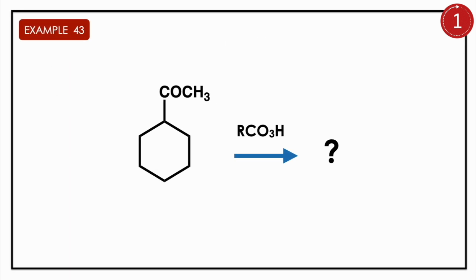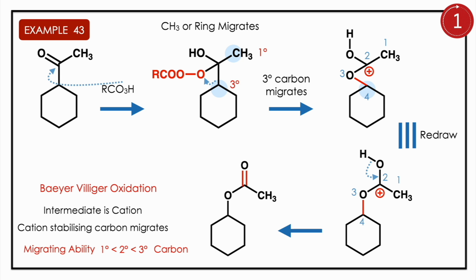Then the next example. Here you have cyclohexane attached to a carbonyl and methyl. Technically it's a ketone with methyl and cyclohexane. You are using a peracid. You should find what will be the final product. The reaction is simple. The starting material is a ketone and the reagent is a peracid, so it is Baeyer Villiger oxidation. First step will be attack of the acid on the carbonyl. It's a nucleophilic addition reaction. So a new CO bond forms, which makes the carbon unstable. So one group migrates for stability.